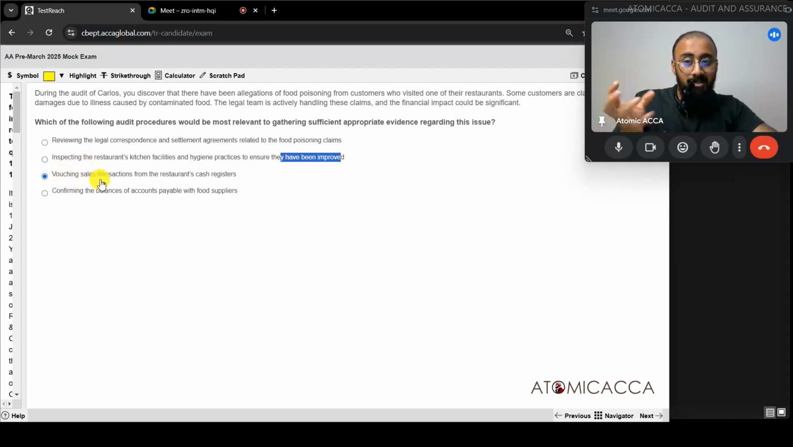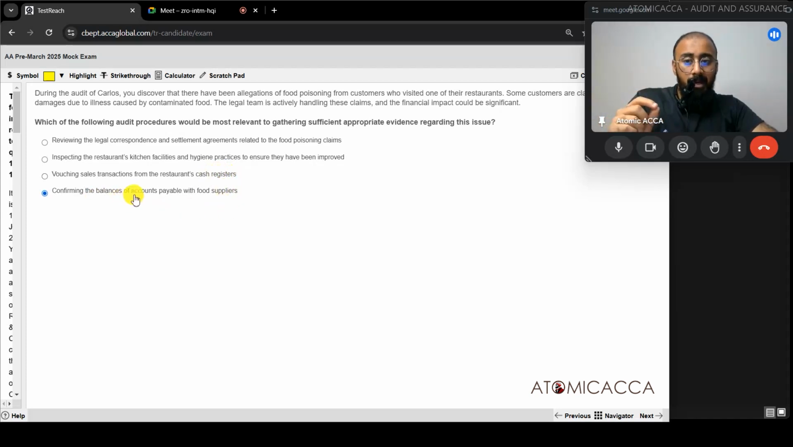Vouching sales transactions. Vouching means inspecting the sales documents and transactions from the restaurant's cash register. This will give me an idea about how much revenue was recorded, how much sales was done, etc. And this will give me only an idea about how the cash register is recorded. But again, nothing related to the legal case at all, because this has nothing to do with the legal authorities. So option C is out.